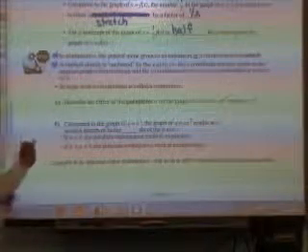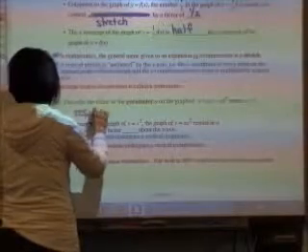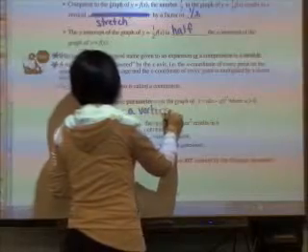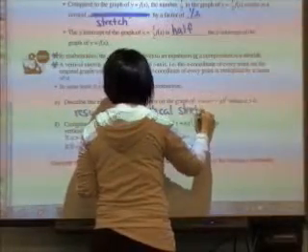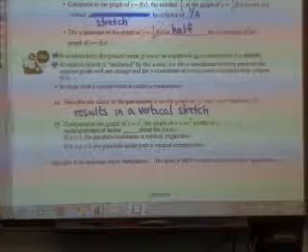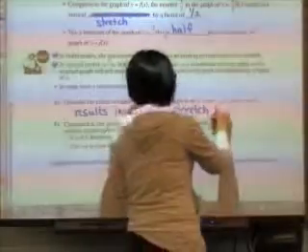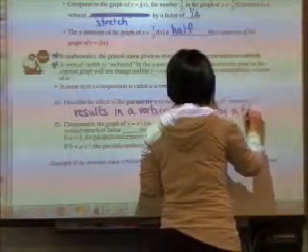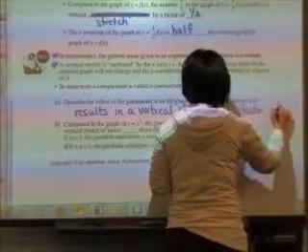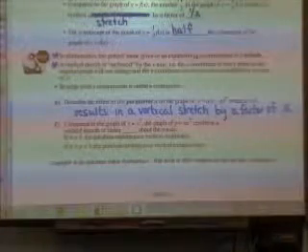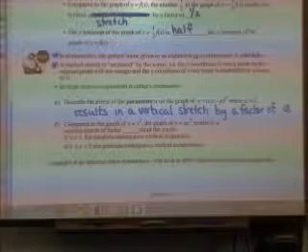So the effect of the parameter of A is that it results in a vertical stretch. And it's a vertical stretch by a factor of A. And F I'm not going to worry about.